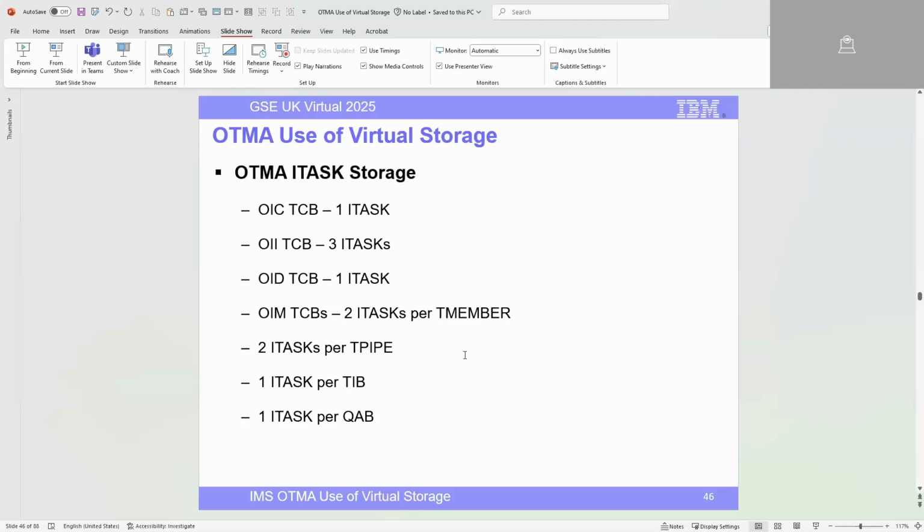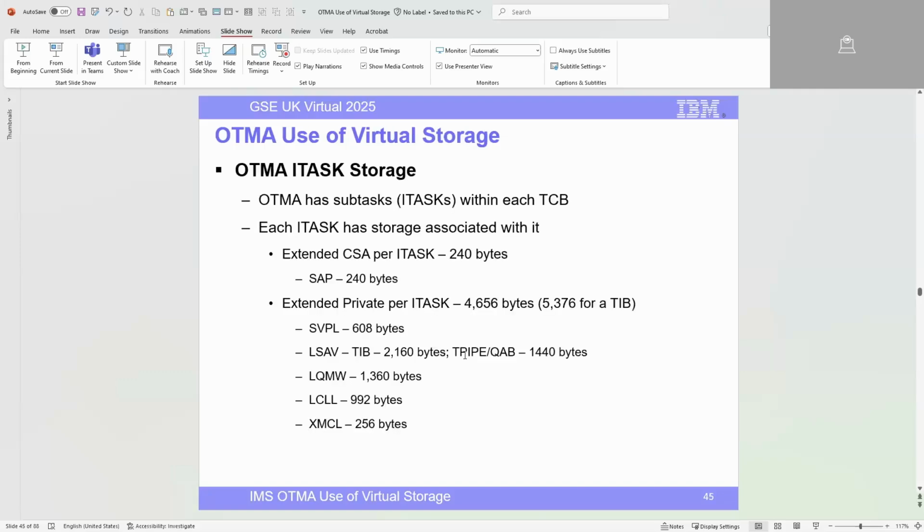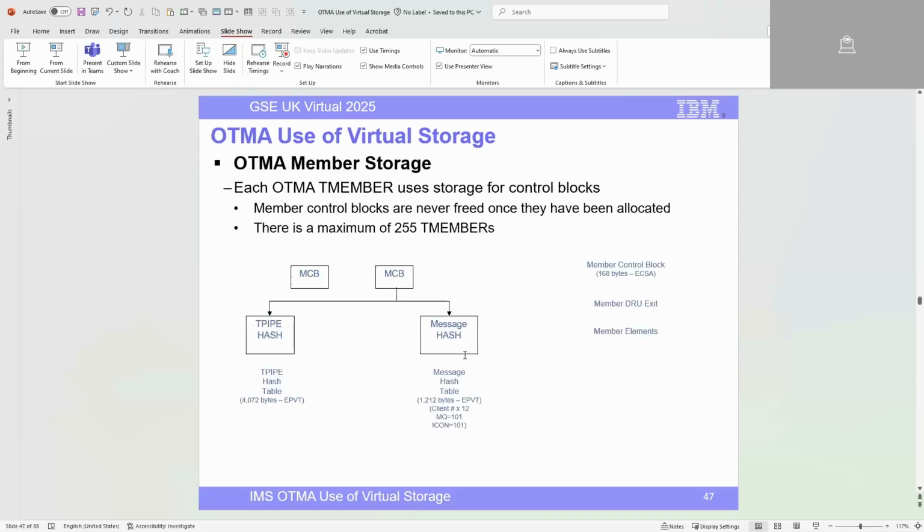Plus, there's two itasks for a TIB for a T-pipe, one iTask for a TIB, one iTask for a QAB. So you can see if you have a lot of team members with a lot of T-pipes and a lot of TIBs, you're going to have a lot of itasks, and this storage is going to fill up quickly. So each member has a 168 byte member control block. It's got a 4,000 byte T-pipe hash, and it's got a 1,200 byte message hash. That's for each team member.